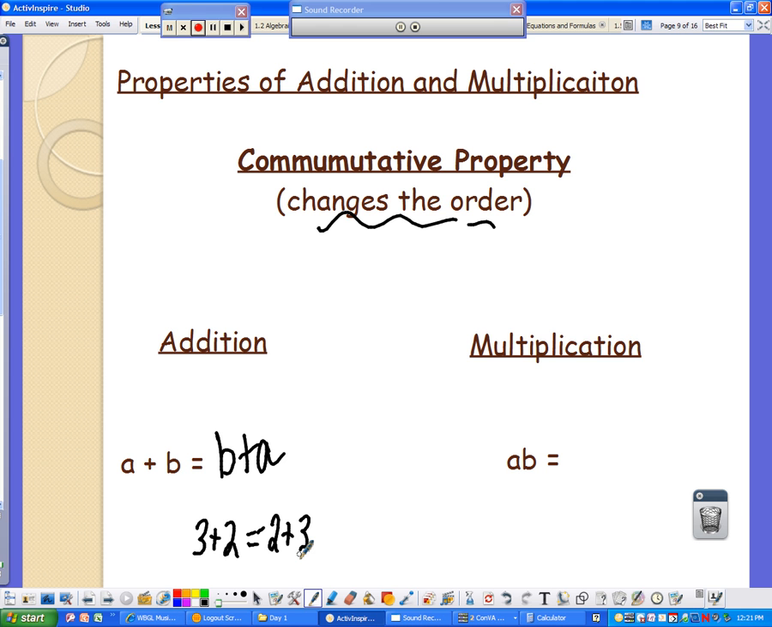And it also works for multiplication. If we did multiplication where we had A times B, all we're going to do is change the order, so we do B times A. So let's apply some numbers to it. If we did 3 times 2, gives us 6. We could also change the order and give us 2 times 3.